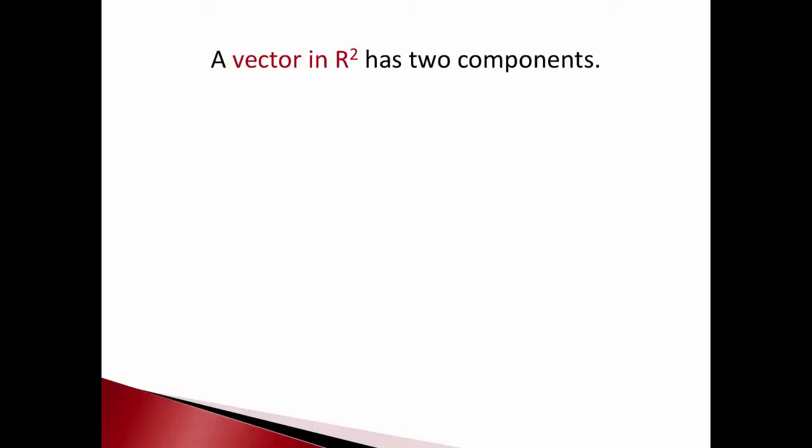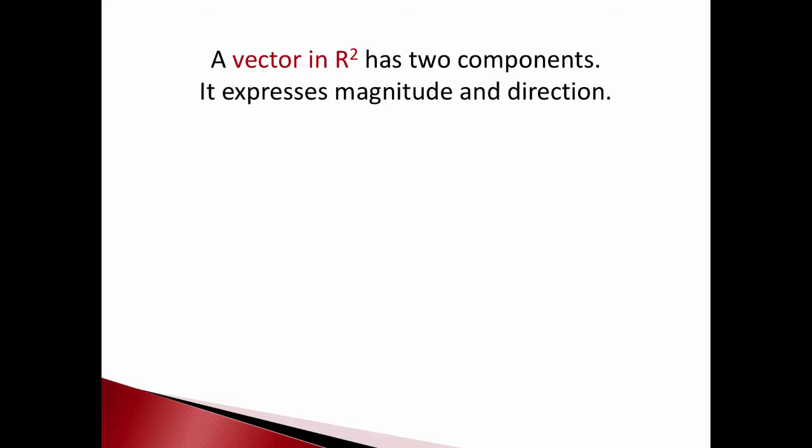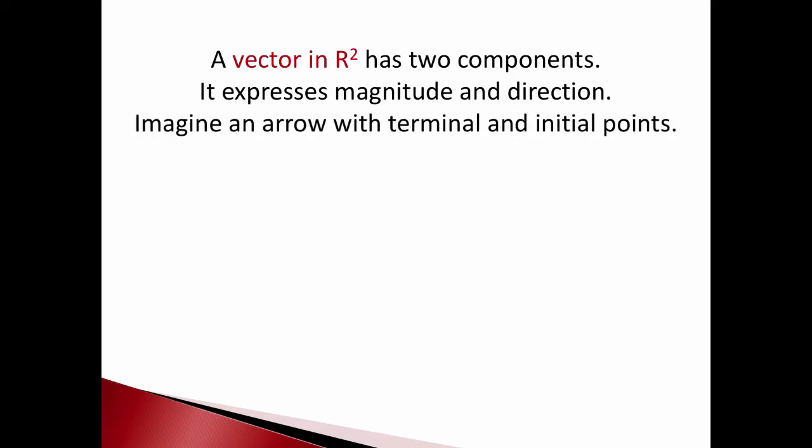A vector in R2, meaning the two-dimensional plane, has two components. If you ask a physics book, they'll mumble something about a vector being something with magnitude and direction, which sort of makes no sense at all. But a vector is something much more specific than that. It does have magnitude and direction, and you can imagine it, like you see in physics books all over the place, as an arrow, with a terminal point and an initial point.